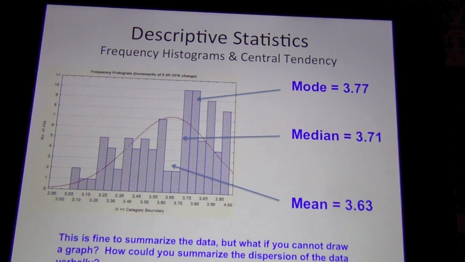This just shows a depiction of it. Again, this is the frequency histogram as the background. It's a little curve that's been sort of arbitrarily drawn by the computer. And you can see that the mode is 3.77. And that's a little bit higher than the median, which is 3.71, which is a little bit higher than the mean, which is 3.63.